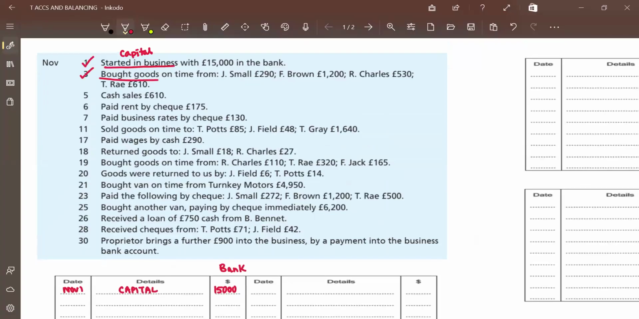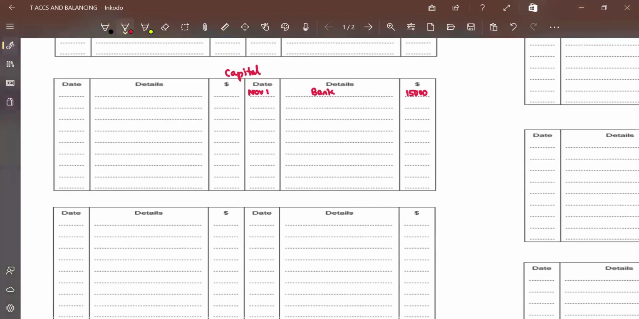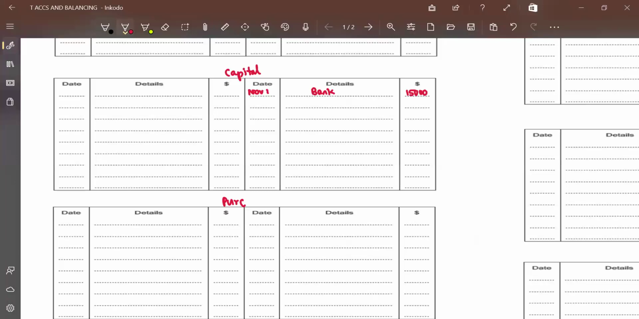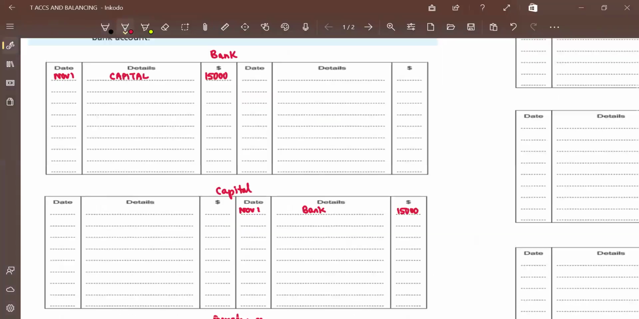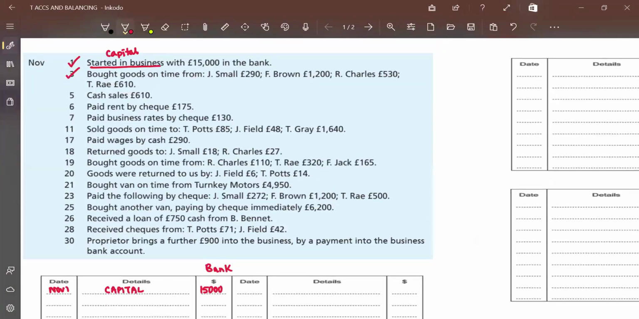Second is bought goods. Goods do not have their own T account. The changes in the value or quantity of goods are recorded in four T accounts: purchases, sales, purchase returns, and sales returns. So when you're buying goods, it will always be purchases, and purchases are always debited. Who are you buying these goods from? You bought these goods from J Small, F Brown, R Charles, and T Ray. So you'll have to prepare T accounts for J Small, F Brown, R Charles, and T Ray.